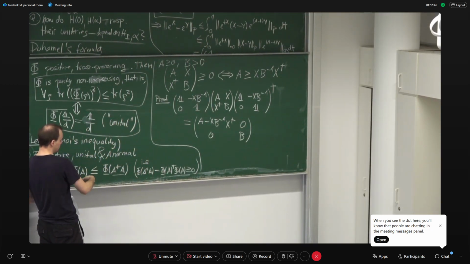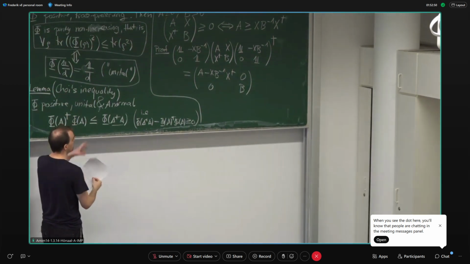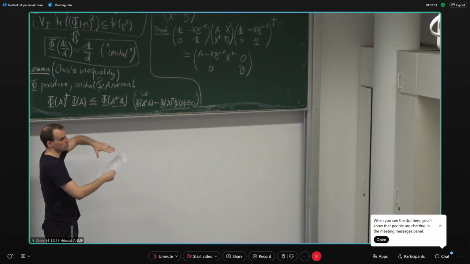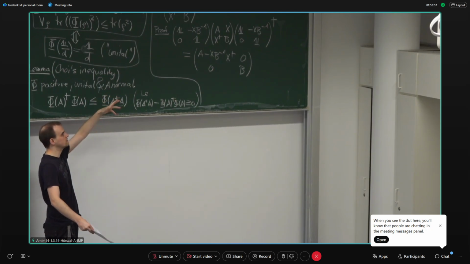And with this, I would need like 5 more minutes to prove this, so I'll leave it out for now, but this is the main idea. You prove this by going to bigger matrices for which you can in an easier way characterize positivity.